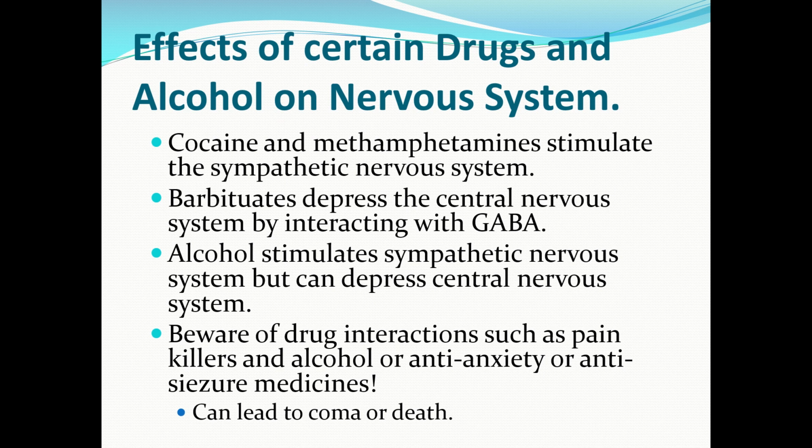The effects of certain drugs and alcohol on the nervous system. So cocaine and methamphetamines can stimulate the sympathetic nervous system. Barbiturates depress the central nervous system by interacting with GABA. Alcohol stimulates the sympathetic nervous system but can depress the central nervous system. And beware drug interactions such as painkillers and alcohol, or anti-anxiety and anti-seizure medicines that can lead to coma and death.